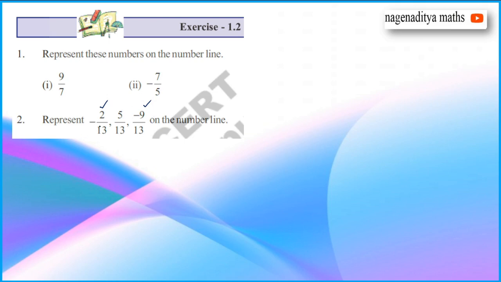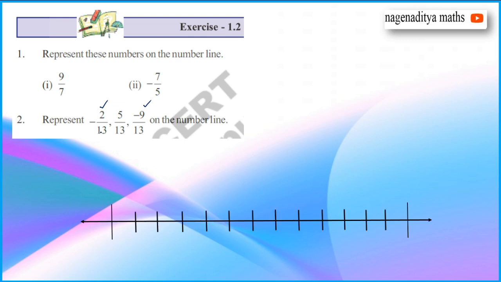Okay, first we are going to represent -2/13 and -9/13. So this is a number line. Here the denominator is 13, and 13 plus 1 is 14, so we have to draw 14 vertical lines. This is 1, 2, 3, 4, 5, 6, 7, 8, 9, 10, 11, 12, 13, 14.